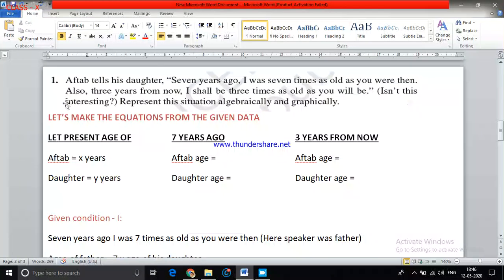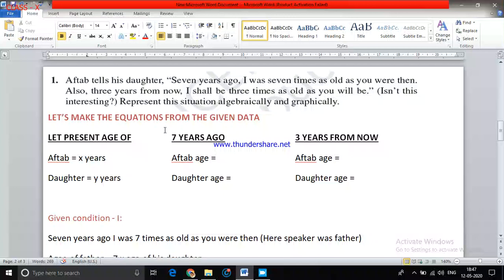Okay, and what else is he saying? 3 years from now, means after 3 years, I shall be 3 times as old as you will be. Means after 3 years, whatever the age of the daughter will be, if you multiply it by 3, whatever answer you get will be the age of the father after 3 years. Okay. So now let's see how to make the equations. They said represent this situation algebraically and graphically. We are not solving it, we will just make the equations.